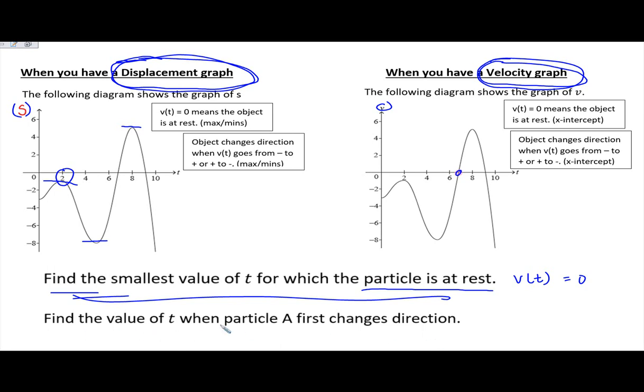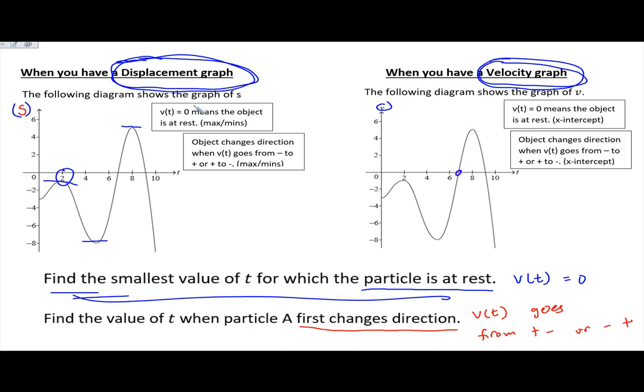Find the value of t when the particle A first changes direction. So first of all, the particle changes direction when velocity goes from positive to negative or negative to positive. So first you need to know that.